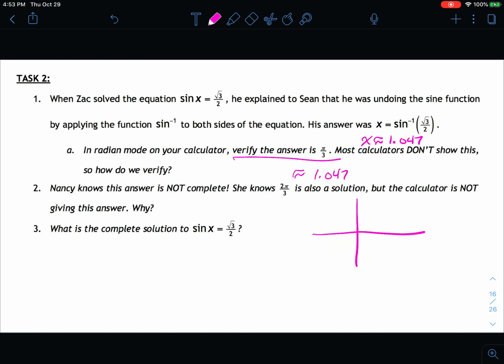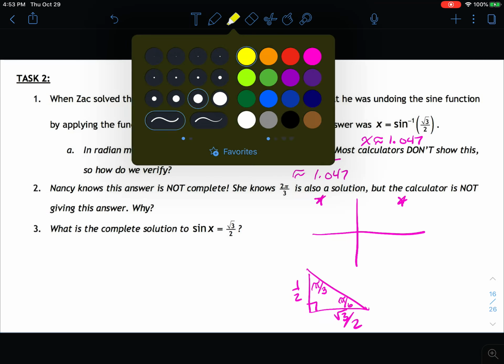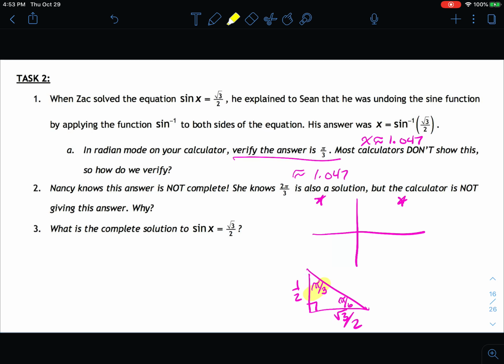Let's think about this. So sine is positive here and here, yes? And we're looking for sine of an angle that is equal to radical 3 over 2. So we'll go ahead and do our pi over 6, pi over 3. We know this is a half, we know this is radical 3 over 2. So that is telling me the angle we're looking for is this pi over 3, which is what we wrote already. And this is what he got, this pi over 3 right there.